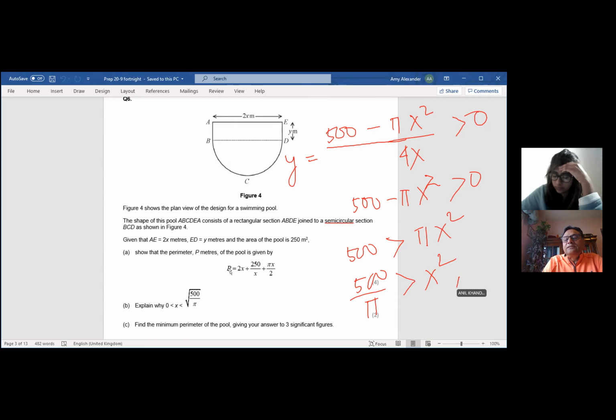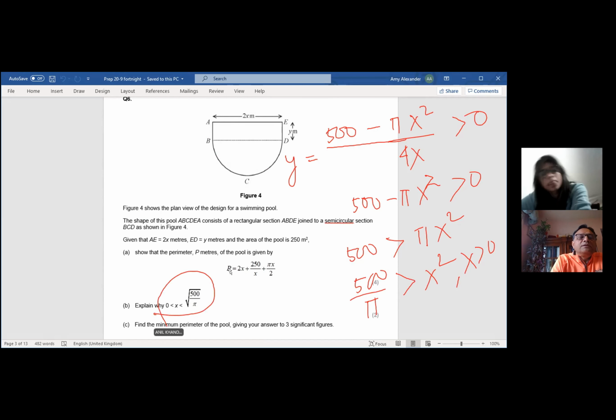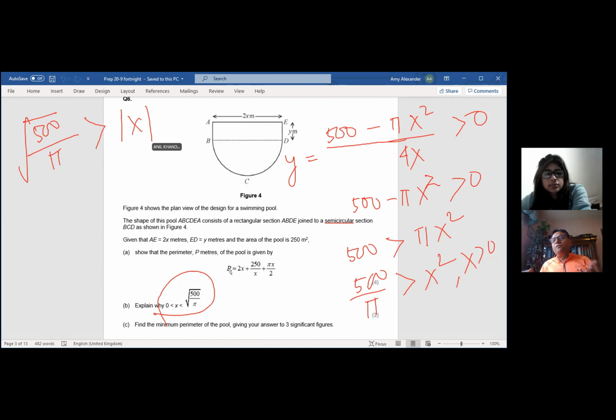Now, since x is greater than 0, we can square root it, correct? Otherwise, it will be absolute value of x, right? So you can square root it. So x value is between this and this. You get square root of 500 over pi is greater than absolute value of x. Is that clear? Because the square root of a square is the absolute value, correct?